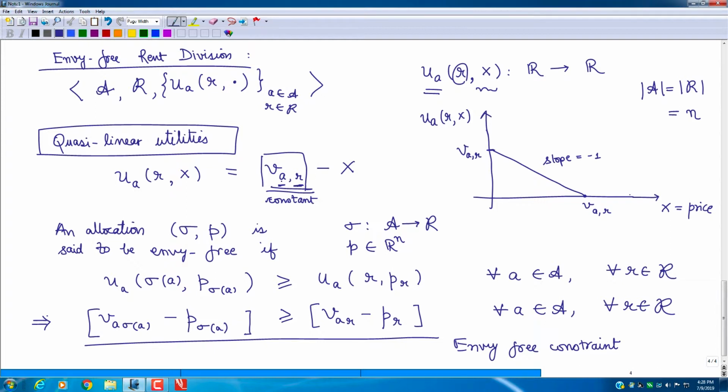So this is the rent division instance we are looking at. This is the particular utility model which we are focusing on right now, and this is the fairness notion I want out of this problem. Any doubts in the model or the setup?